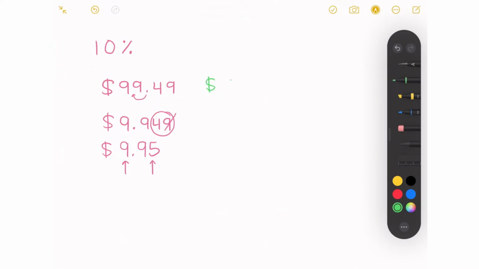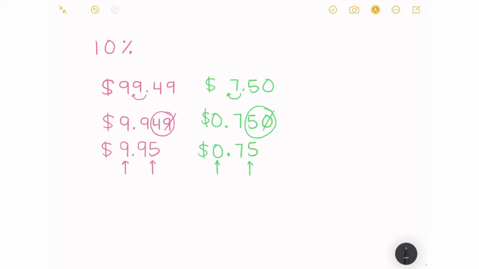Okay, let's look at an example where the original price is less than $10. So let's say $7.50. We're going to do the same thing where we move our decimal point one to the left, but that's going to give us a random decimal in the middle of nowhere. So what we can do is add a 0 before. Then we're going to do the same thing as last time where we get rid of our last digit. Since it's a 0, we don't need to round up this 5. We'll just leave it alone. That gives us $0.75.